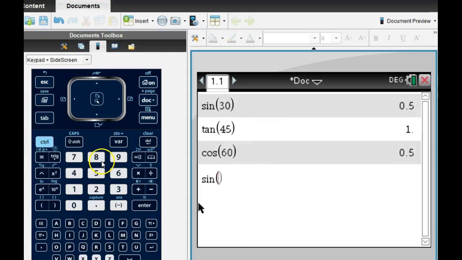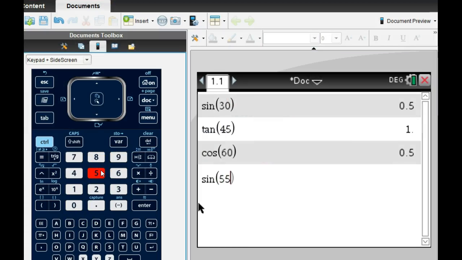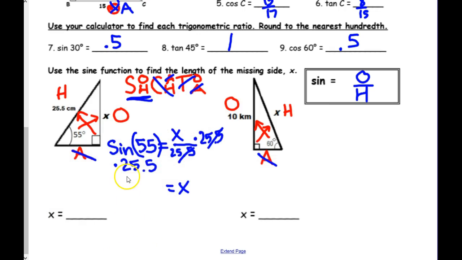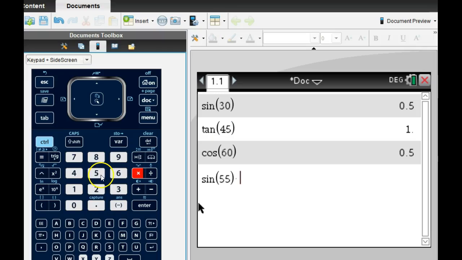Okay, so we're doing sine 55. Now class, this is important. You have to end the trig. You have to end the parentheses or press right. Okay? So sine 55 and the parentheses times 25.5. Okay, so I'm going to hit enter, but sine 55 times 25.5 is, and we're going to round to the hundredths place, so that's 20.89.